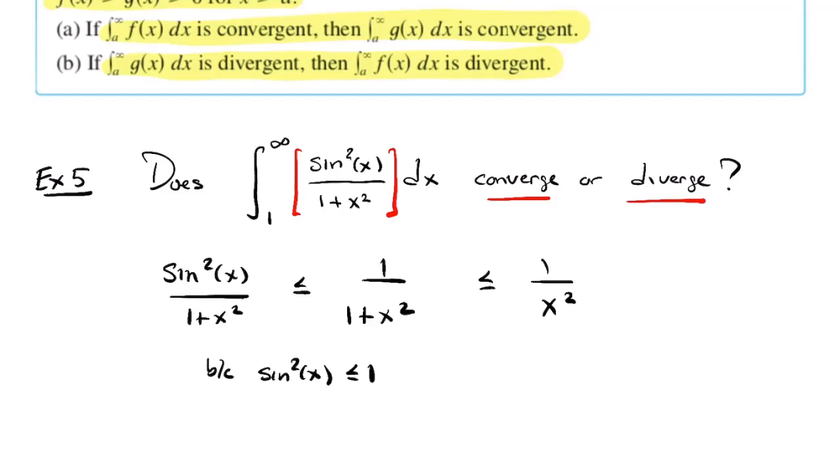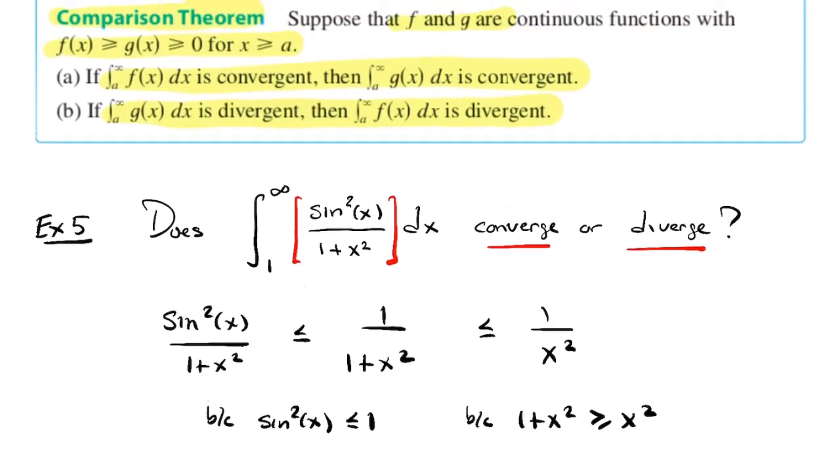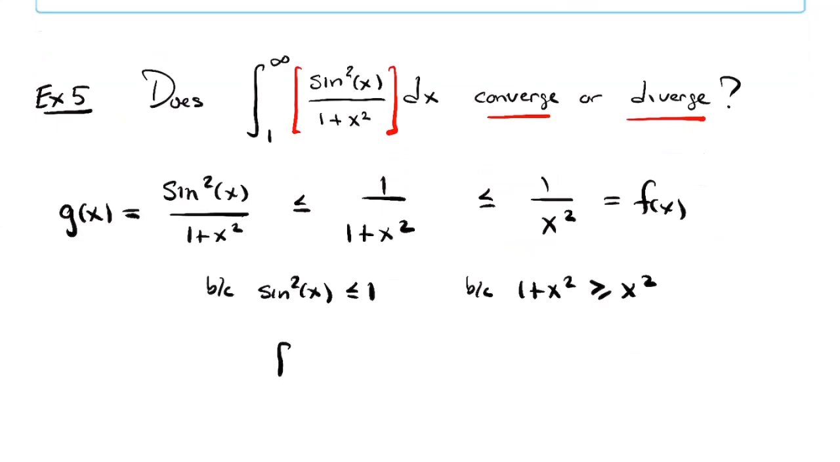How do I know that? That's because 1 plus x squared is certainly bigger than x squared. It's 1 bigger. Well, when you reciprocate, fractions go the other way. Bigger denominators make smaller fractions. So in my notation of the theorem written above, if I'm thinking of this as g of x and this as f of x, then I have the comparison that I want: f of x is greater than or equal to g of x, in particular on the interval from 1 to infinity. It's actually true for all real values of x, but in particular, it's true for the x's in the interval from 1 to infinity.